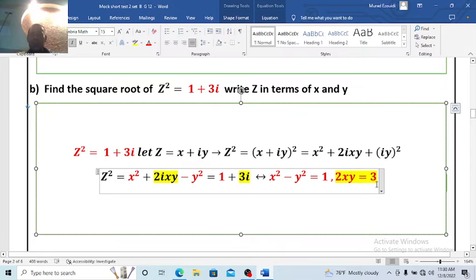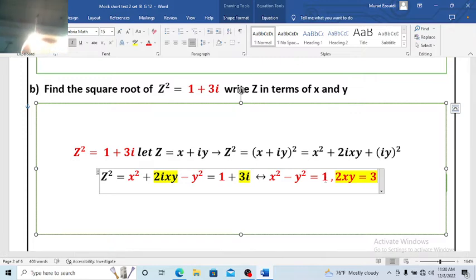Now to solve this we have two equations: the red one is equation number 1, the yellow is equation number 2. There are two methods, in fact 3 methods, to solve this. If you want, square the second equation: it will be 4 multiplied by x squared y squared equal 9, then replace x squared by 1 plus y squared, and you will find only one equation with one single variable.